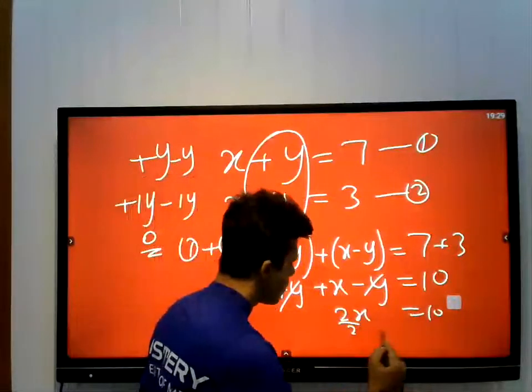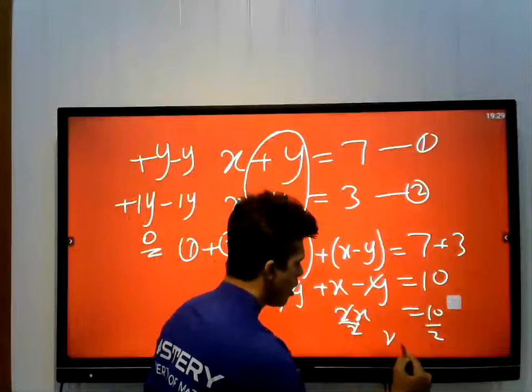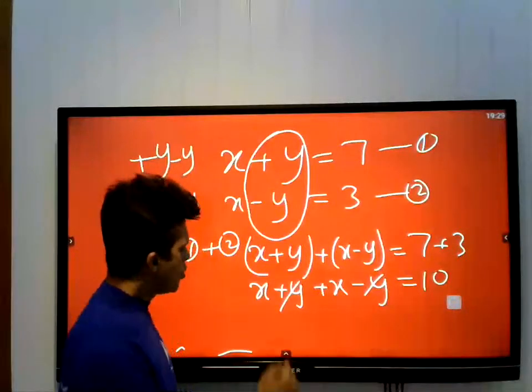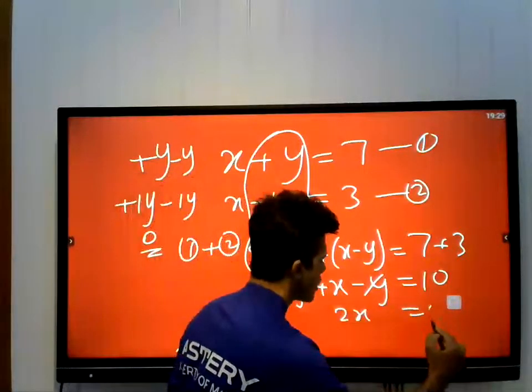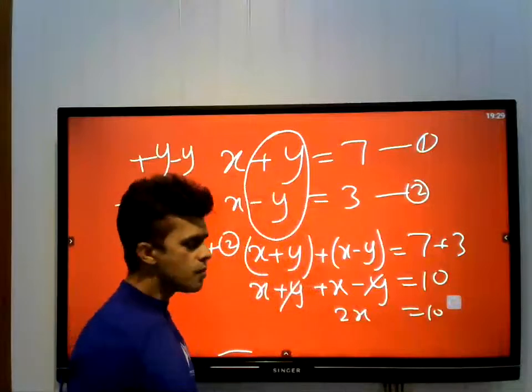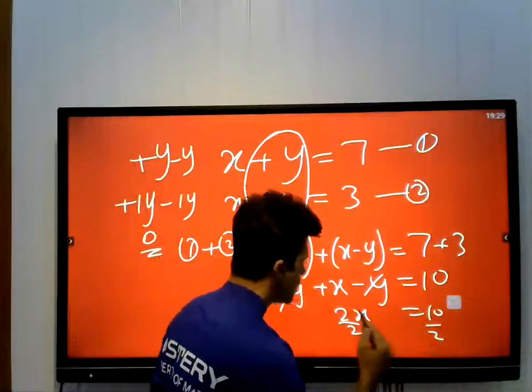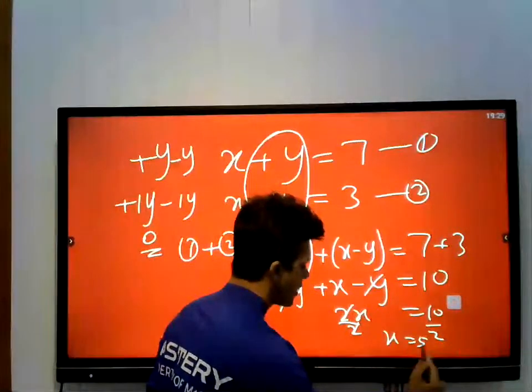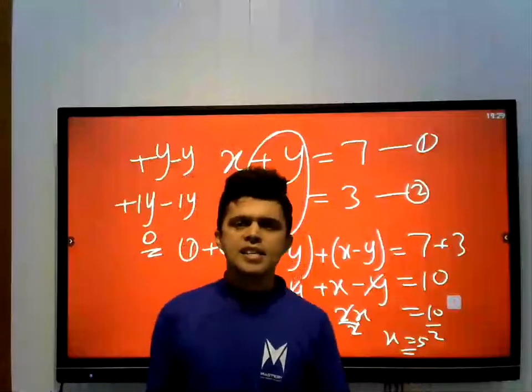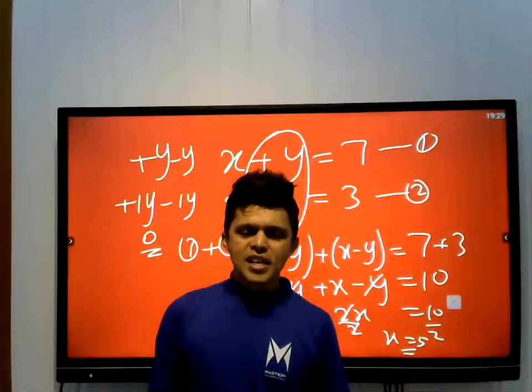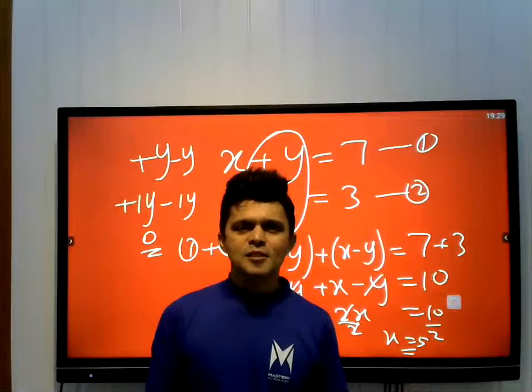Both sides can be divided by 2. Now after that the value of x can be taken as 5. x equals 5. So we could get the value of y as well here.